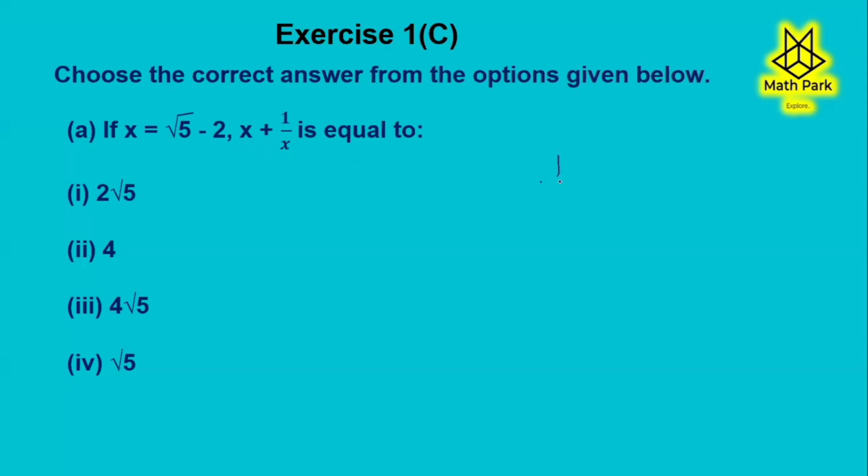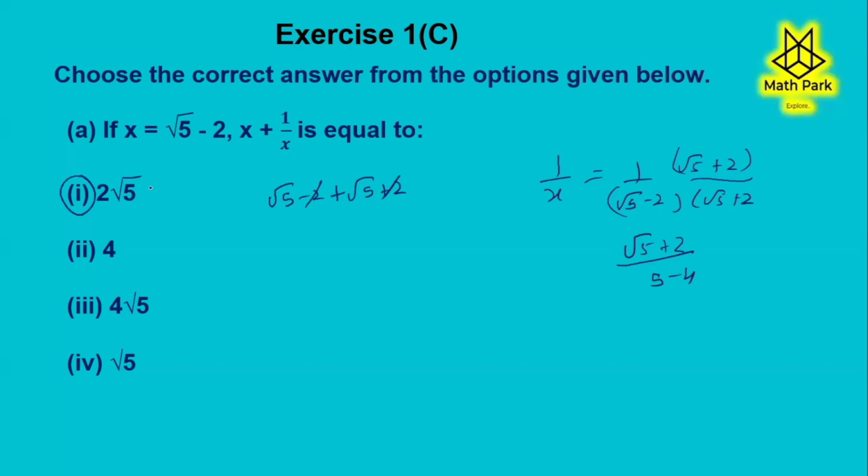So 1 upon x is equal to 1 upon root 5 minus 2. Rationalize it, multiplying by root 5 plus 2 upon root 5 plus 2. So you get here root 5 plus 2, and the denominator is root 5 square, which is 5, minus 4, which is 1. So 1 upon x is going to be root 5 plus 2, and you are asked to find the value of x plus 1 upon x. So root 5 minus 2 plus root 5 plus 2 is going to be 2 root 5. 2 root 5 is the correct option.